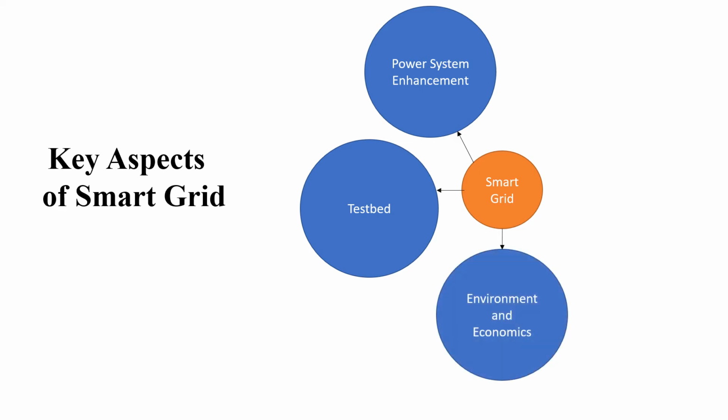Then the third one is environment and economics. So, as stated earlier, smart grid is all about enhancing the experience from the basic grid. It will focus on the environment by considering renewable energy, and also will assist in cutting the cost through technical feasibility and customer involvement.